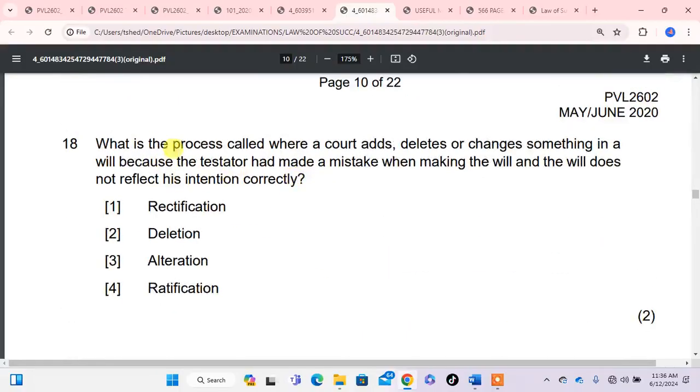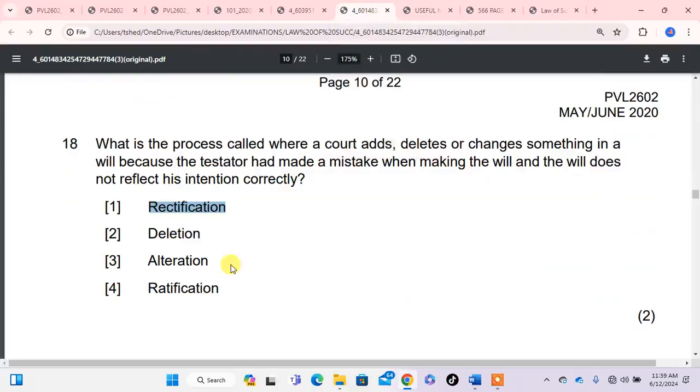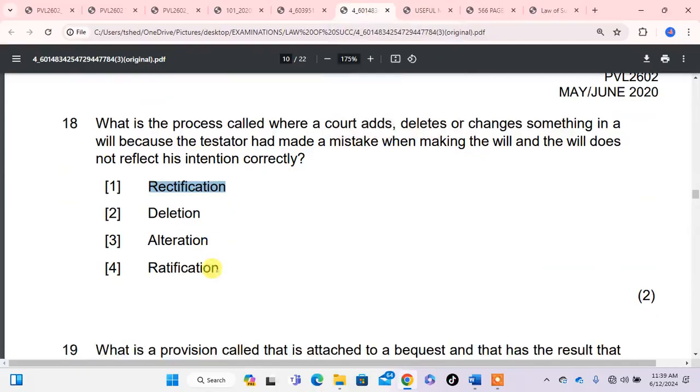What is the process called where a court adds, deletes or changes something in a will because the testator had made a mistake when making the will and the will does not reflect their intention correctly? So it can be a deletion, alteration, or rectification. It's a rectification. Rectification takes place when a court adds, deletes, or corrects something in a will because the testator made a mistake and it does not reflect his or her intention correctly. Therefore, the answer is rectification. That was a clear answer.